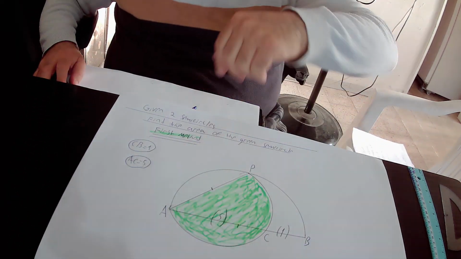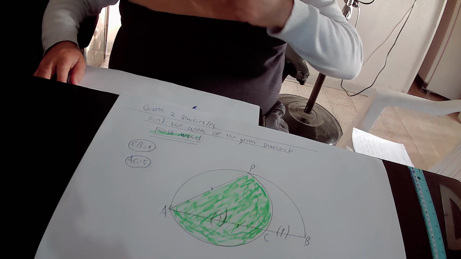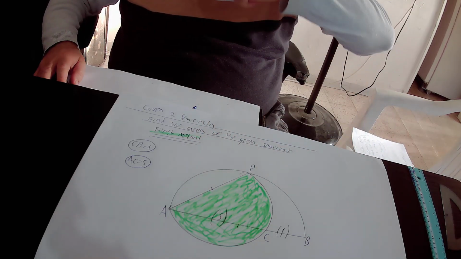Hello, in this lecture we'll find out the area of the green semicircle using two different methods. In the drawing we have two semicircles. This is the white semicircle, this is the green semicircle.